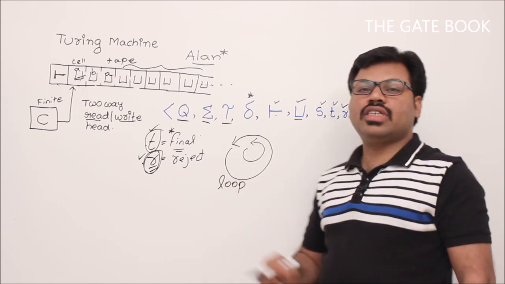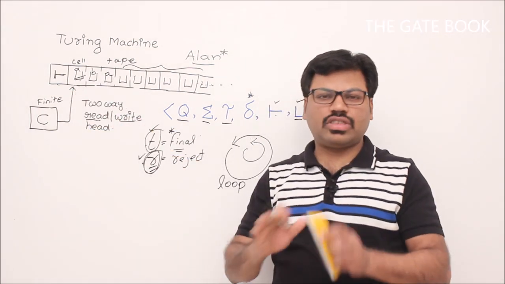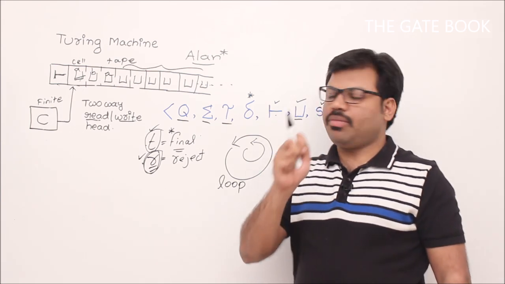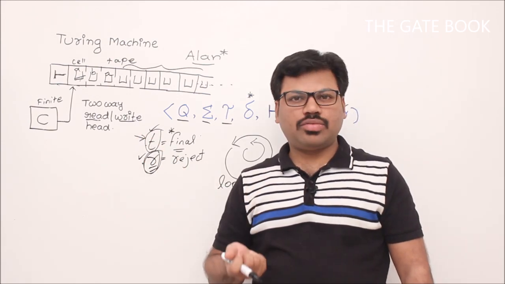So there are three behaviors possible for a Turing machine. When you initiate your Turing machine, when you start running it, it will be running. After some time, it may reach the final state. Then we say the Turing machine accepts the input.